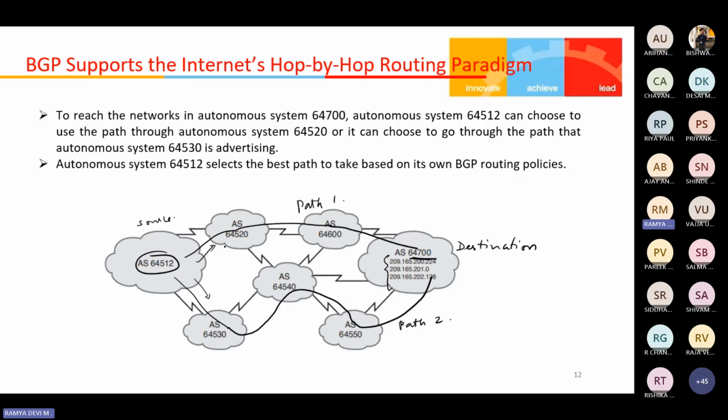So each autonomous system will be running its own routing policies in order to forward the traffic. So when it reaches 64520, we cannot instruct it to take this path or that path. 64512 cannot instruct you to take this path or this path to reach the destination. So 64520 will decide in which way it has to go. It can even take this path to reach the destination.